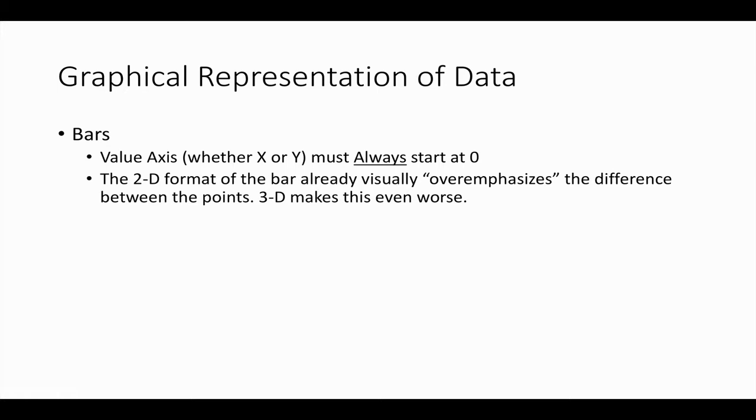So I probably overstated this. The value axis should always start at 0 if you don't want to introduce lie factor. If you're not going to start the value axis at 0, you need to give the viewer significant cues that the axis is not starting at 0.